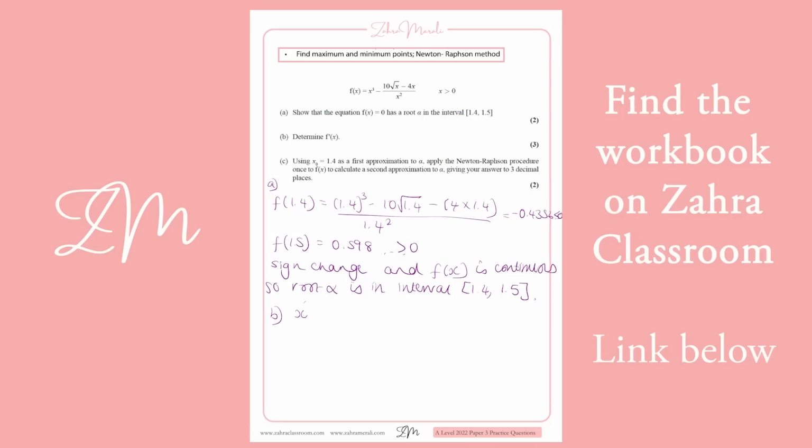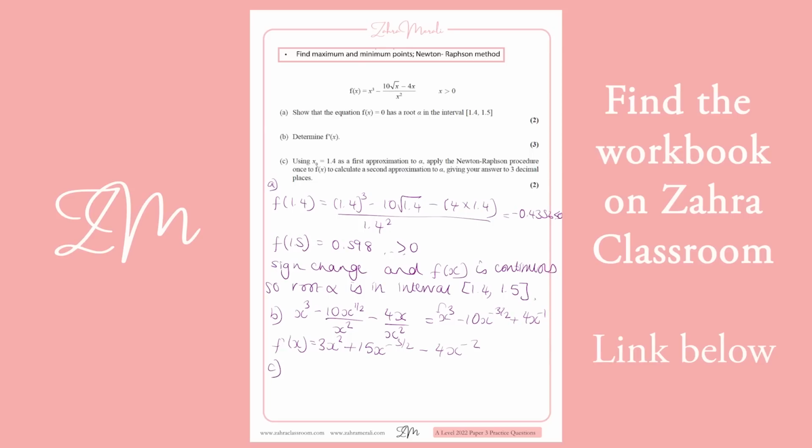Okay, so for part B, we want to differentiate it. Before we differentiate it, we're going to separate it out. So this is the same as 10x to the half over x squared, 4x over x squared, which is the same as x cubed minus 10x to the power of minus 3 over 2 plus 4x to the minus 1. And so now we can differentiate it. And when we differentiate it, we've got f dash x equals 3x squared minus, and minus make a plus, so plus 15x to the minus 5 over 2 minus 4x to the minus 2.